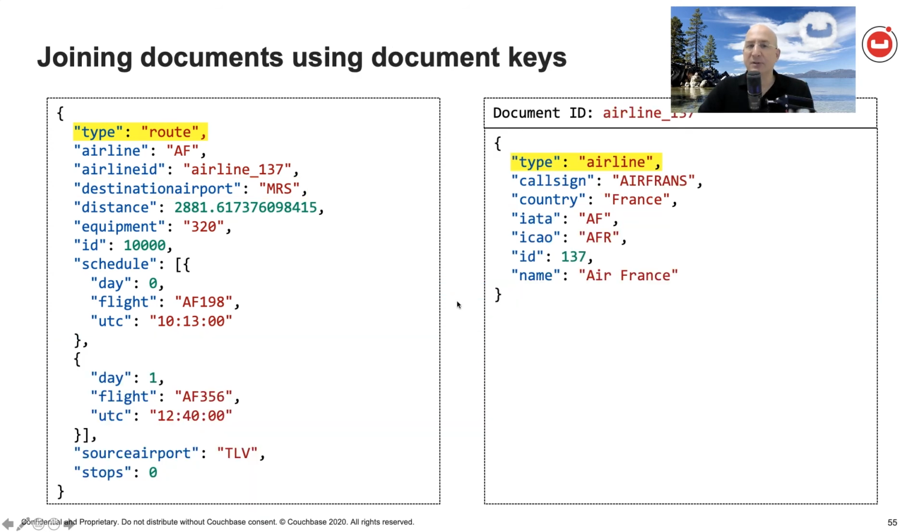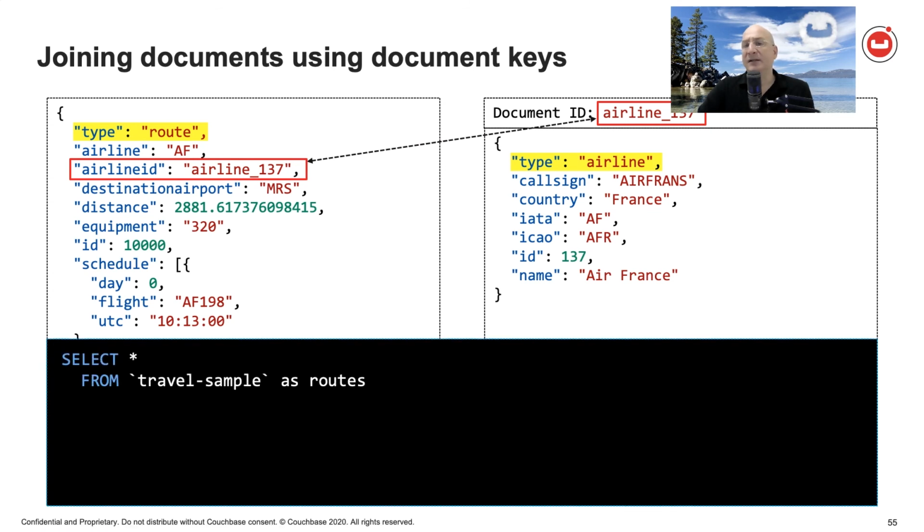Another option at your disposal is to join documents by using a document key. Suppose you have a field in one type of document on the left, which relates to the document key of another type of document on your right. Then you can join across this relationship. You start with selecting the documents on the left side. Let's give it an alias routes. Then you join it with the right side.